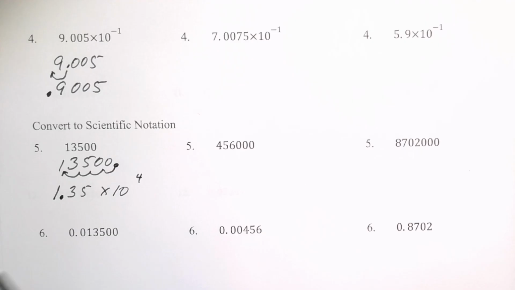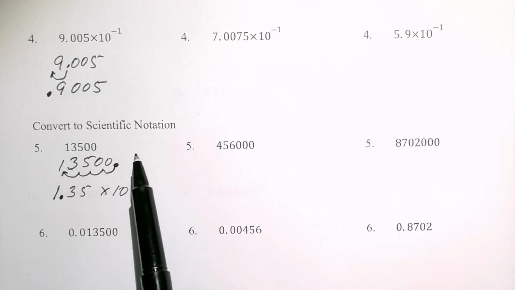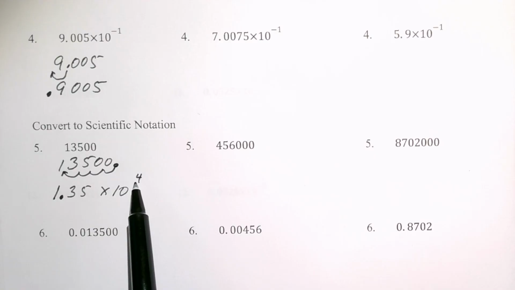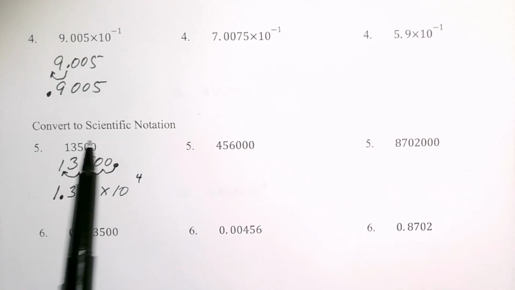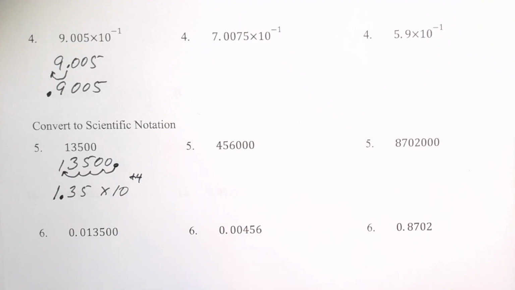Now, if the original number is large, that needs to be positive. If the original number was less than 1, which means it's a small number, this needs to be negative. So this will tell you whether we dealt with a large or small number, and that was a large number. So we'll make sure that that is positive 4. Okay. All right.